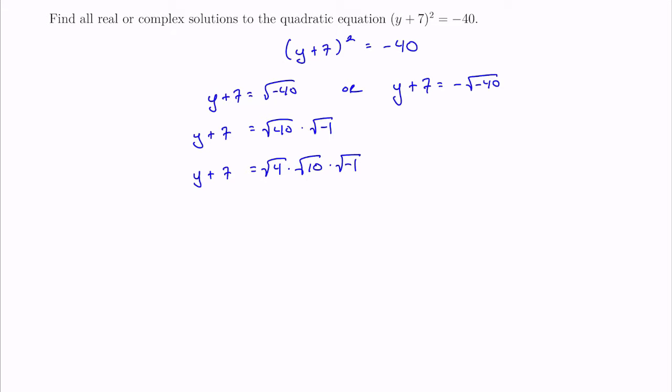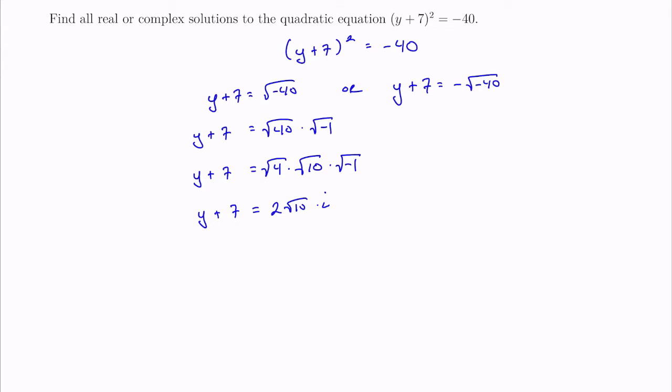So again, looking on just the right side of the equation, the square root of 4 simplifies to 2. The square root of 10 cannot simplify any further because there is no perfect square that divides evenly into 10. And the square root of negative 1 becomes i, giving us 2 times root 10 times i. So our whole equation is y plus 7 equals 2 times root 10 times i.